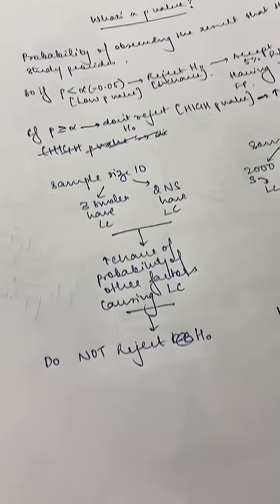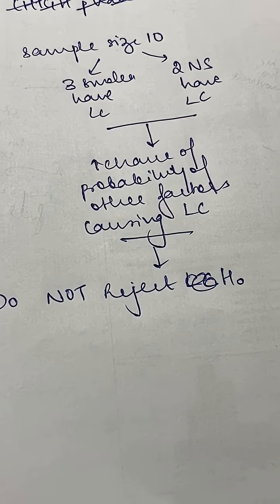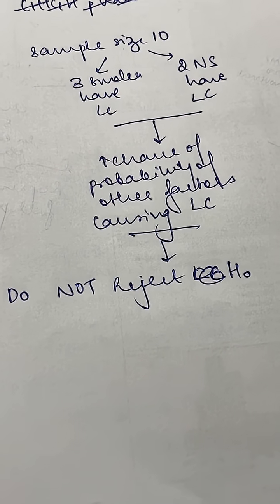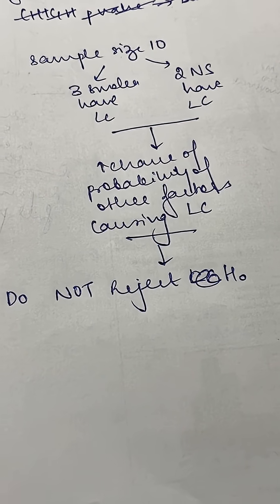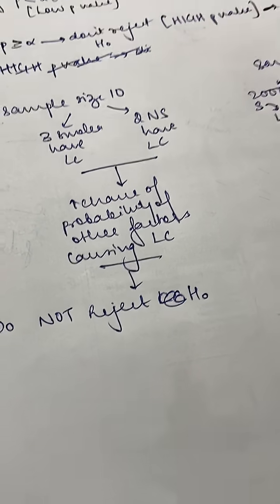Now what is a p-value? Let's say you take a sample size of 10, out of which 3 smokers have lung cancer and 2 non-smokers have it. So there's an increased chance that other things like air pollution, etc. are causing lung cancer and not just smoking. So you don't reject the null hypothesis, you say that smoking is not causing cancer.